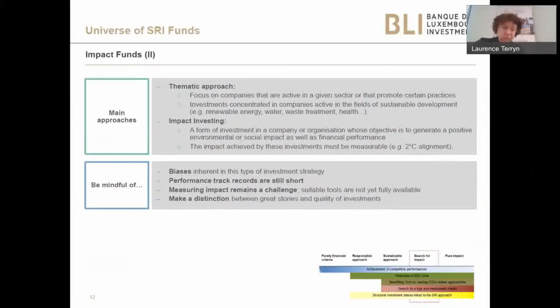Quite a positive approach, with new funds coming. Some areas of attention again: biases in this type of investment strategy can be quite large. The performance track records are still short. We see more and more new funds in this area, but not so many with a large, long track record. Measuring this impact, as I told you, can remain quite a challenge. Our data and tools are still improving. And it is important to make a distinction between great stories and the quality of investment.